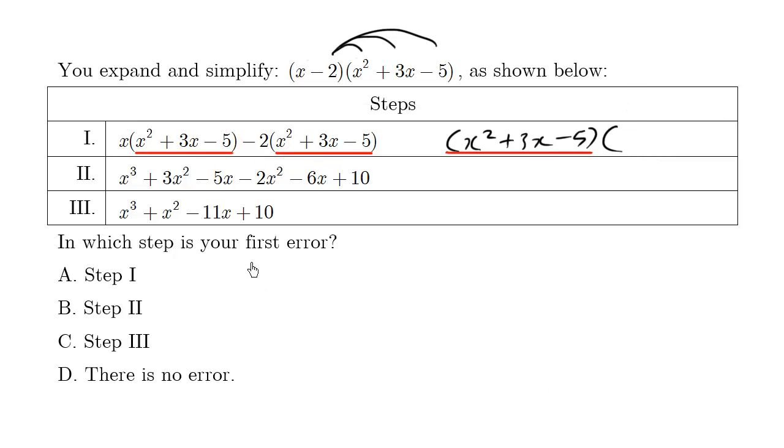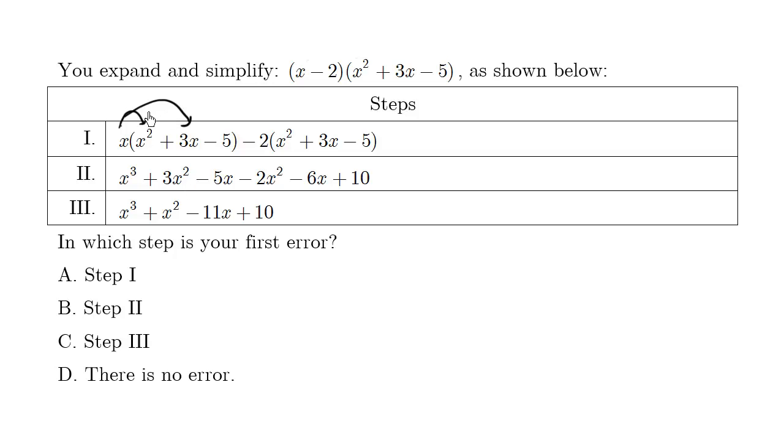As for step 2, you can see that we're simply distributing. So we have x times x squared is x cubed, x times 3x is 3x squared, x times negative 5 is negative 5x. So this is okay. Negative 2 times x squared is negative 2x squared. Negative 2 times positive 3x is negative 6x. And negative 2 times negative 5 is positive 10. So this is also correct.